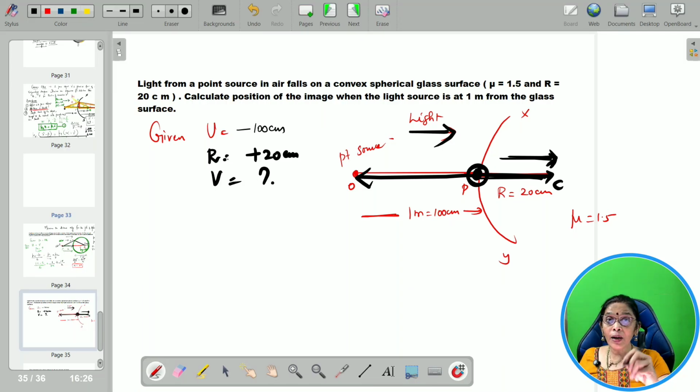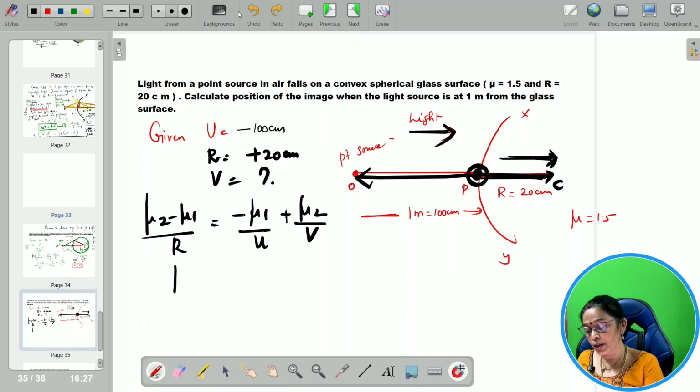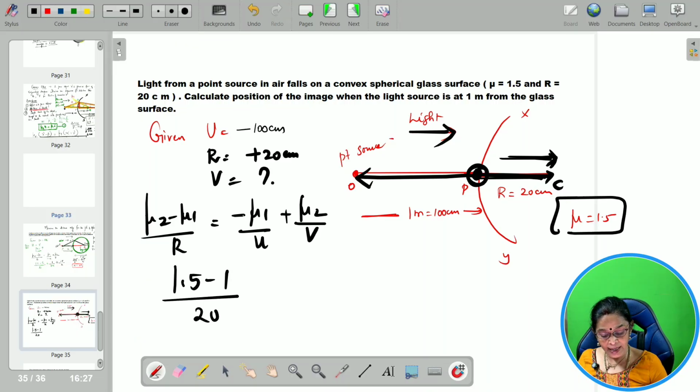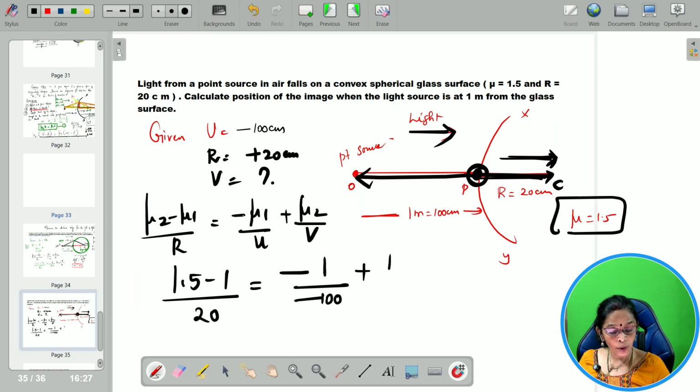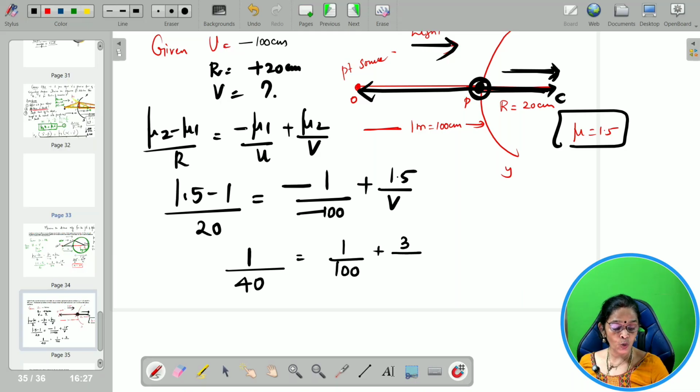So what is the formula? Recall the formula: mu2 minus mu1 divided by R is equal to minus mu1 by u plus mu2 by v. What is mu2 here? Mu2 is 1.5. So 1.5 minus 1 by 20 centimeter is equal to minus 1 by u, which is minus 100, plus 1.5 divided by v. So 0.5 by 20, 0.5 is 1 by 2, so 1 by 40 is equal to 1 by 100 plus 3 by 2v.